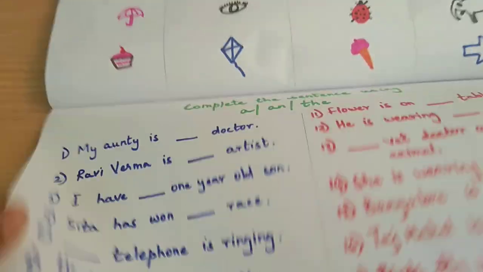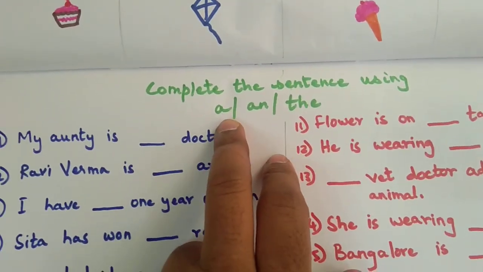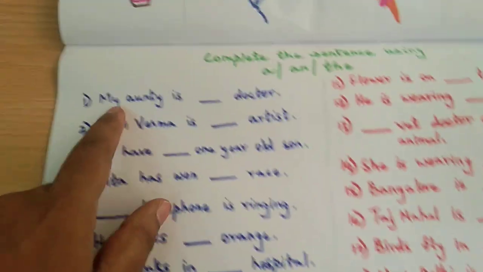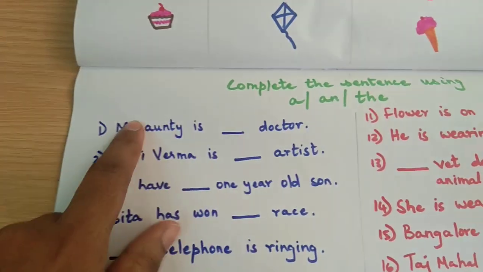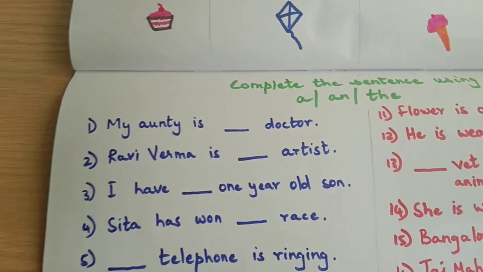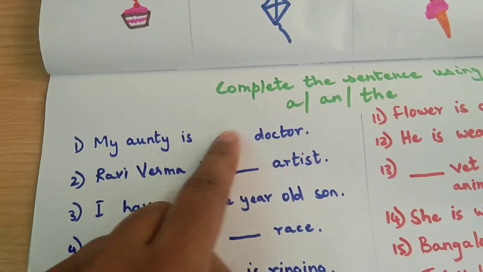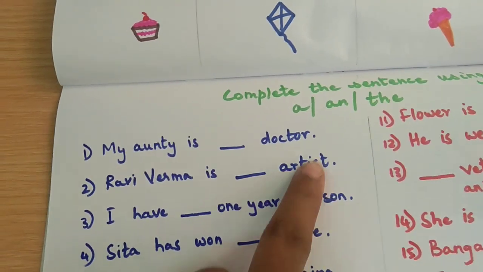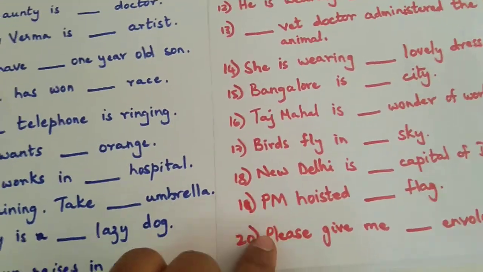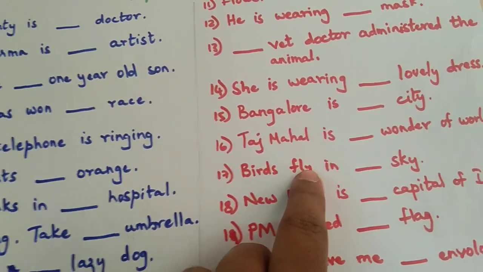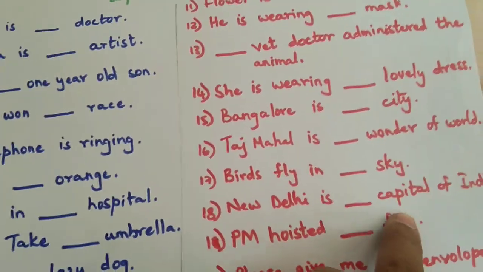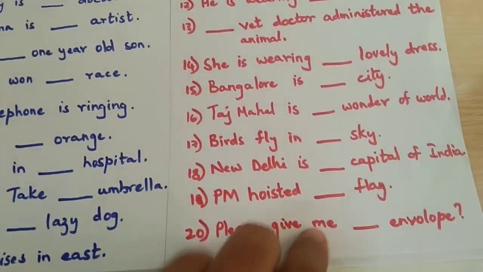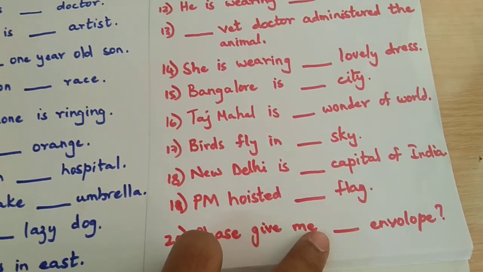Next one, and I think this is the last sheet for today. Complete the sentence using a, an and the. You can see this is with questions. My aunt is dash doctor. Earlier we saw the doctor because we knew it was a definite person. So my aunt is a doctor among many doctors. So it will be a doctor. Ravi Verma is an artist. Here you can see the birds fly in the sky, because sky is again a unique thing. It's not all over, it's a unique thing, the sky. And please give me an envelope.